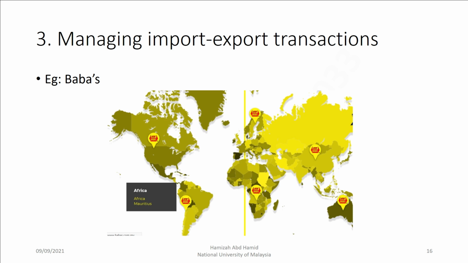How to manage import-export transaction. Untuk subtopik ni, saya bagi contoh Babas. Babas ada presence in multiple countries. Mereka mengeksport serbuk kari dan rempah dan sebagainya lah. Kalau anda boleh lihat this map, you can see their products here, a lot of regions. Ya, the US ada, the Americas ada, New Zealand, Australia, and also Asia especially, and also Europe, Afrika pun ada.